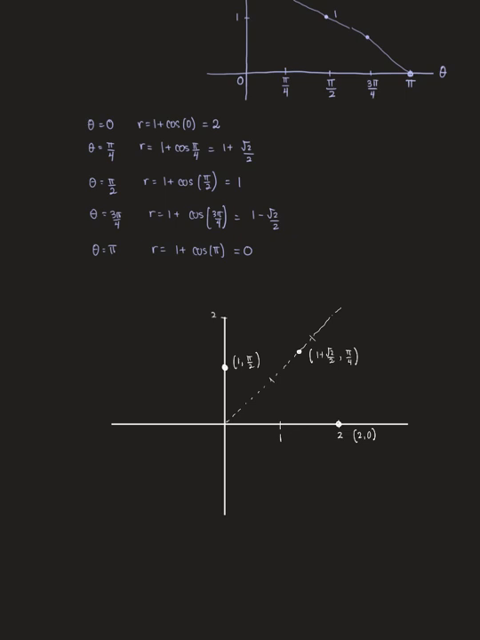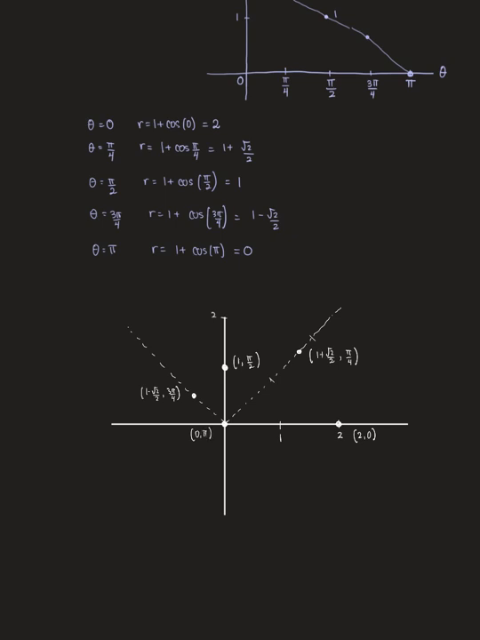Keep going. When theta is 3 pi over 4, so we're here, r decreases a little bit more, will be less than 1, so maybe it's over here. And so that corresponds to the point 1 minus root 2 over 2 and 3 pi over 4. And then the last point that we have is when theta is pi, r is 0. So r hits the origin. So this is going to be (0, pi).